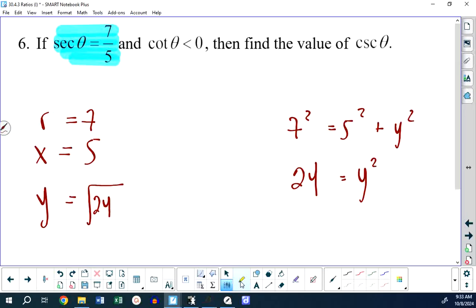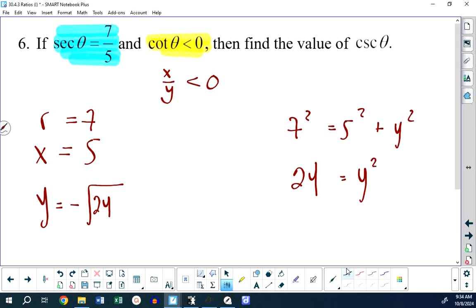Joseph? Y has to be negative because cotangent is negative. One of the values of y. Excellent. We've got to do a little bit of sleuthing here. Cotangent is negative, but cotangent is x over y. Well, how can x over y be negative? We already know that x is positive because secant is positive. If secant's positive, cosine's positive. If cosine's positive, x is positive. So that means that y has to be negative. And then we are going to do what Hunter said, which is to simplify the root 24.